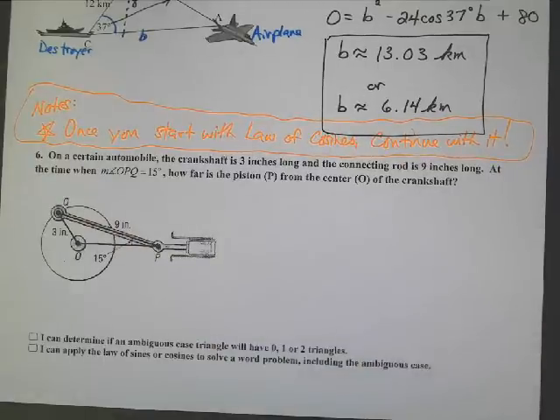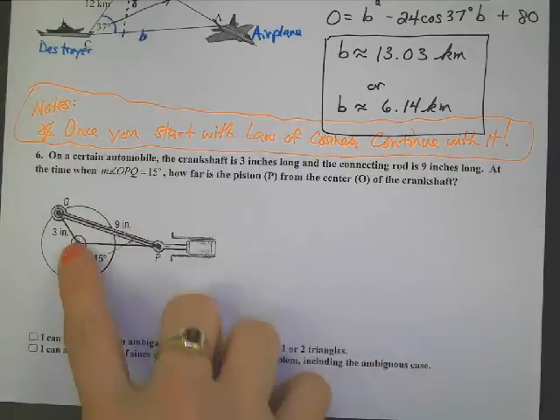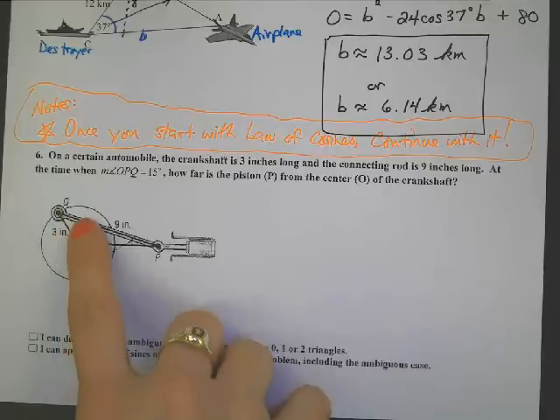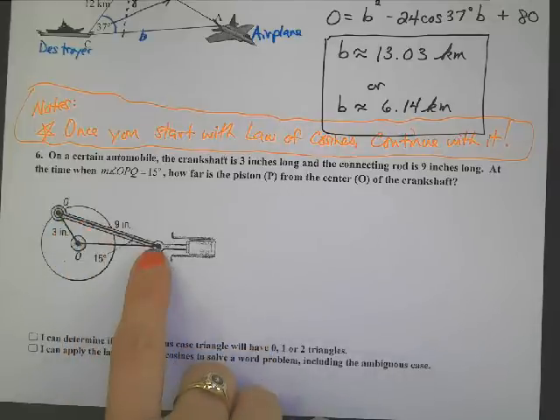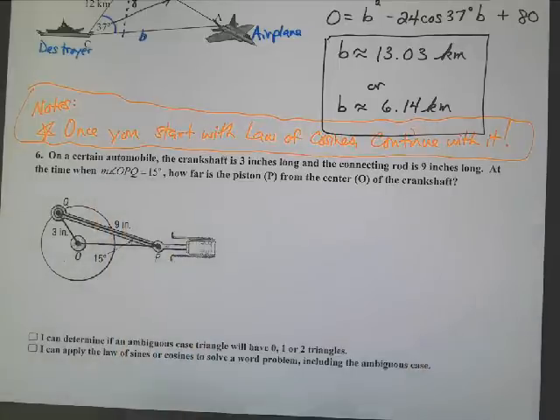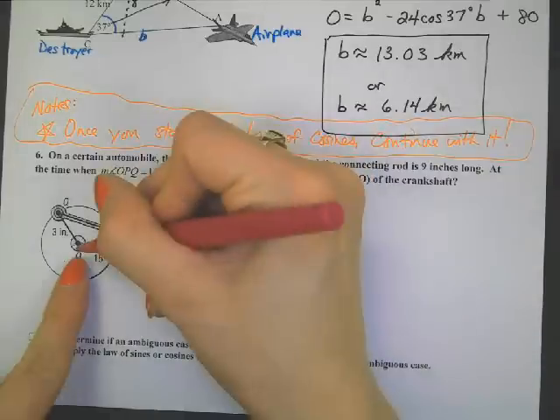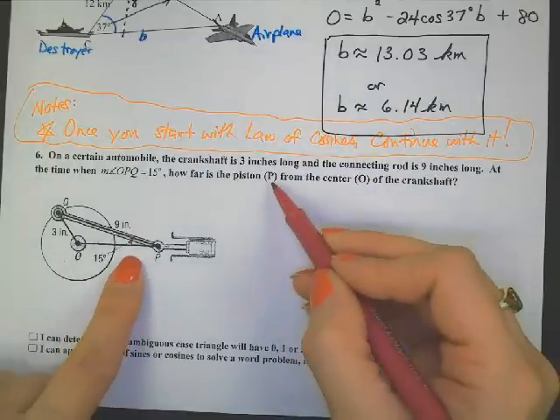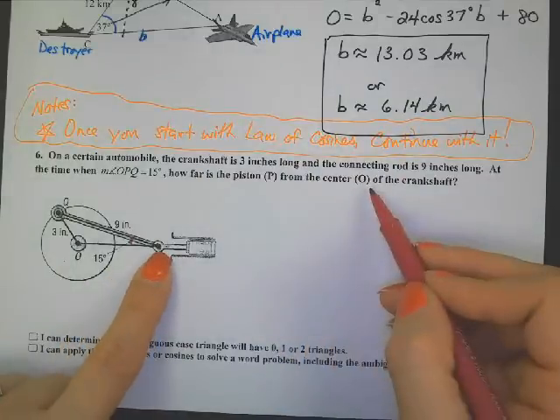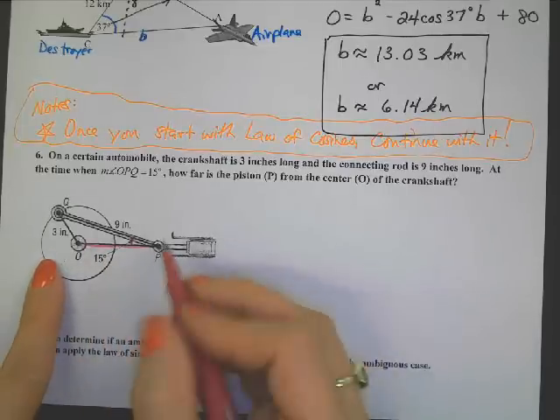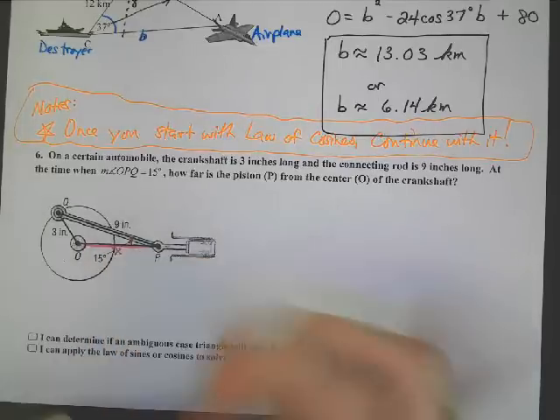Okay, on a certain automobile, the crankshaft is 3 inches long, and it's connecting to a rod that's 9 inches long. When the angle OPQ is 15 degrees, let's make sure we find OPQ. So that's this angle right here. How far is the piston P from the center of the crankshaft? So they want us to find this distance right here. I'm just going to put a little X on that side.